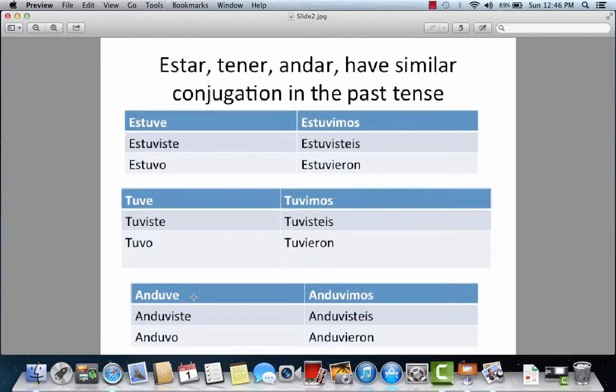Estuve, tuve, anduve. Estuviste, tuviste, anduviste. Estuvo, tuvo, anduvo. Estuvimos, tuvimos, anduvimos. Estuvisteis, tuvisteis, anduvisteis. Estuvieron, tuvieron, anduvieron. They all have the UV in the verb. This is estar, tener, and andar: to be, to have, and to walk.